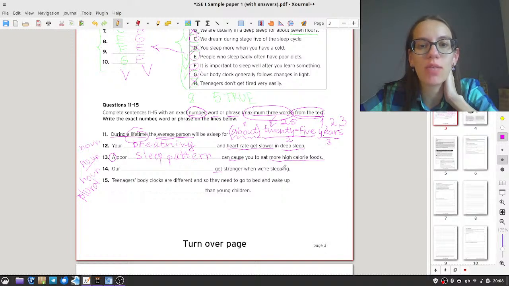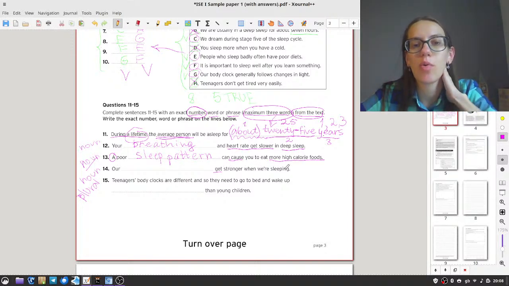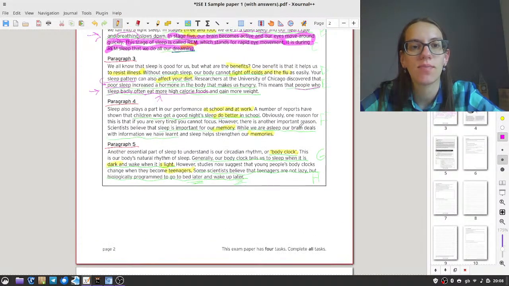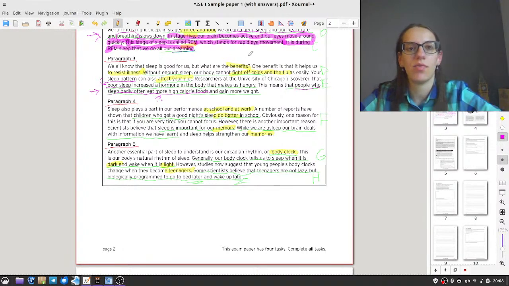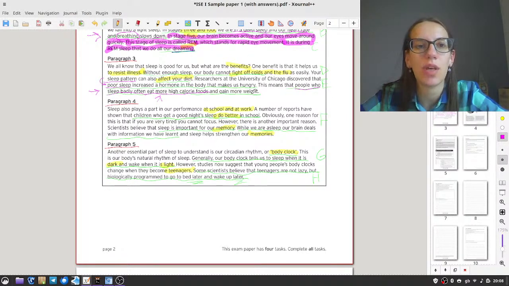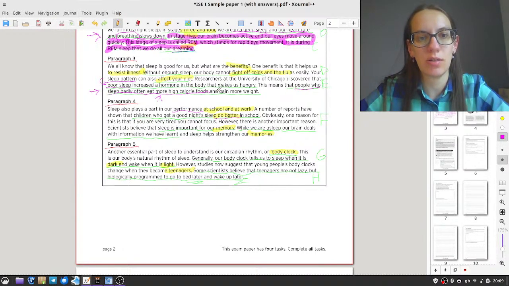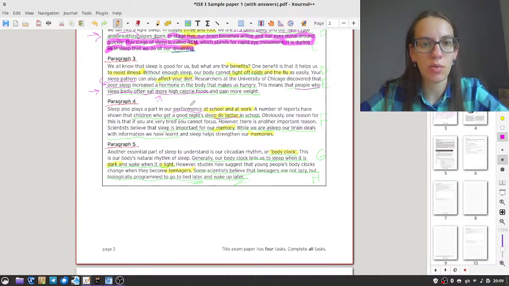Get stronger when we are sleeping. So, what gets stronger when we are sleeping? Let's try and find it in the text. In fact, it's from the next paragraph. Very neat. We have one sentence per paragraph here. So, what can get stronger? Well, your performance gets better. We do better in school, not stronger. Stronger doesn't work here, right? Your performance gets better. But we are getting close.